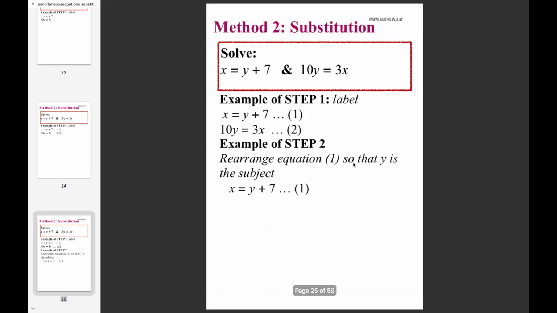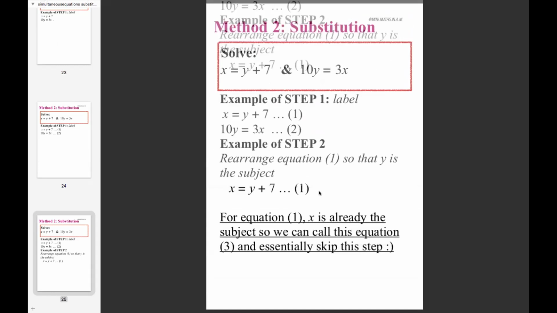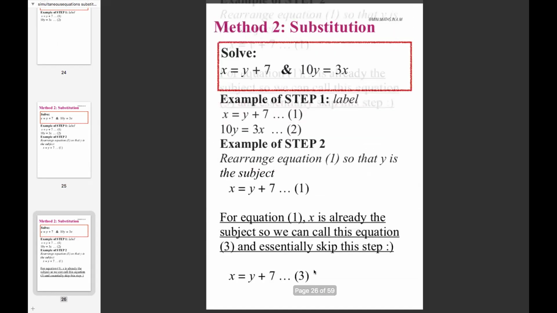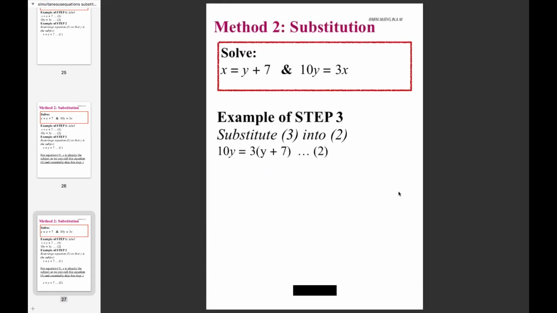Okay, our next step is to rearrange one of our equations so x or y is by itself. And we notice here, x is already by itself in equation 1. So we can kind of skip this step. And we can just call equation 1 equation 3. That's already been done for us. So that's nice. Okay, step 3 is to substitute our equation 3, which like we just said is just going to be our equation 1 for this example, into equation 2.